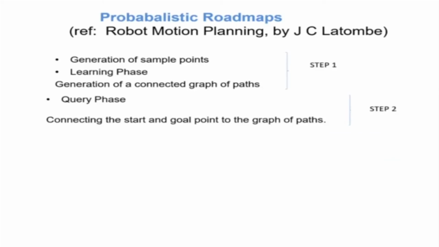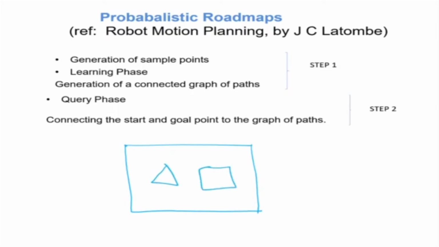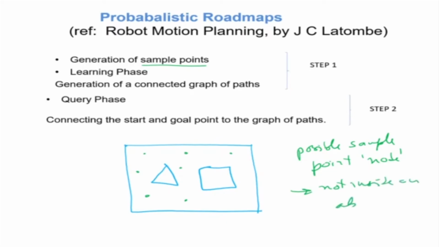Now let's look at the exact procedure that we're going to follow, step 1 and step 2. In step 1, the first thing we need to generate is possible points. So this is my workspace, and these are triangles. We are going to generate the sample points. A possible sample point, or what we can call a node, is one that is not inside an obstacle.